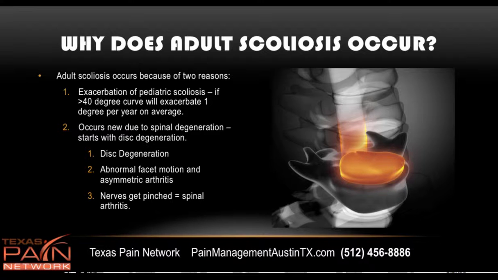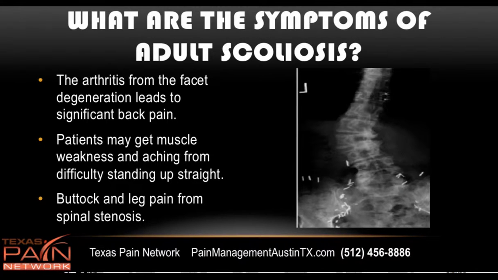Now the other way that can occur is that you didn't have it as a kid and it just occurs new due to spinal degeneration. You start to have some disc degeneration when you're younger, then that pushes the stresses of the spine back to the facets in the back and they get arthritic, and then you can start to get asymmetric arthritis, and eventually it leads to a curve, and that can start to pinch on your nerves, so you can end up getting back and leg pain.